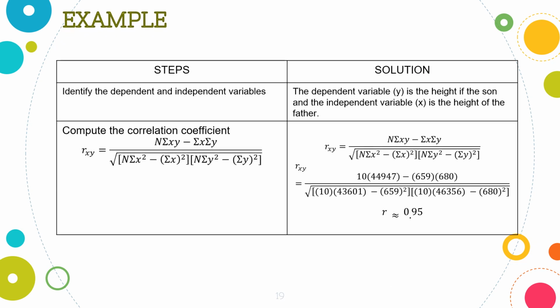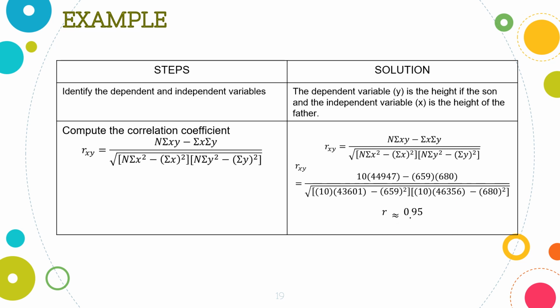Okay, now, let's have the steps. First step, identify the dependent and independent variables. The dependent is the height of the son, which is the value of y, and the independent is the height of the father, which is the value of x. Then, we compute the correlation coefficient using the formula. Using this formula, we get the value r is equal to 0.95. All we have to do is to substitute, class, the values that we get from the given data. So, our r is 0.95.